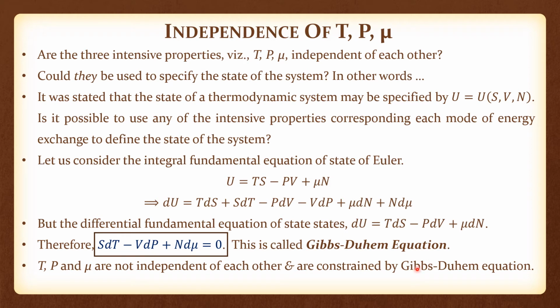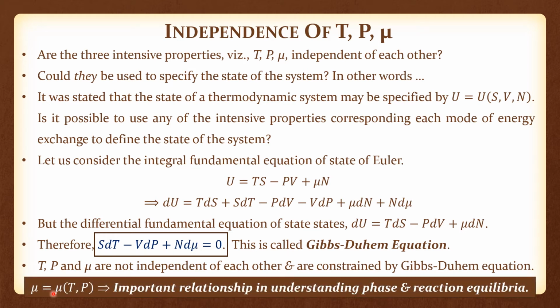The most common way in which this Gibbs-Duhem equation, the constraint on the relationship between these three variables T, P and mu, is expressed is the following. Mu, the chemical potential, is a function of temperature and pressure. This is something you might be familiar with if you have taken courses in chemical engineering thermodynamics. This type of relationship is very important in understanding phase and reaction equilibria.